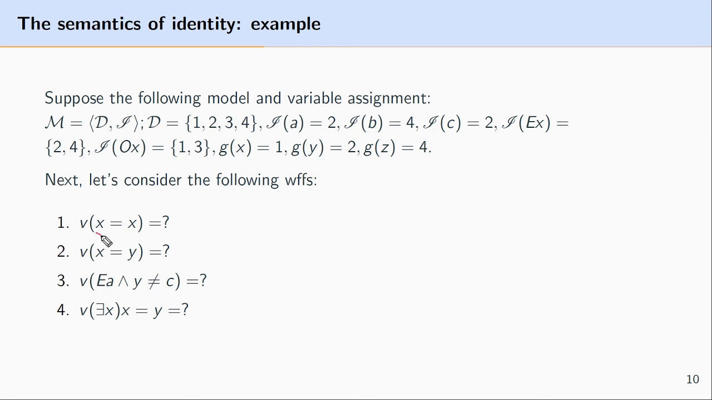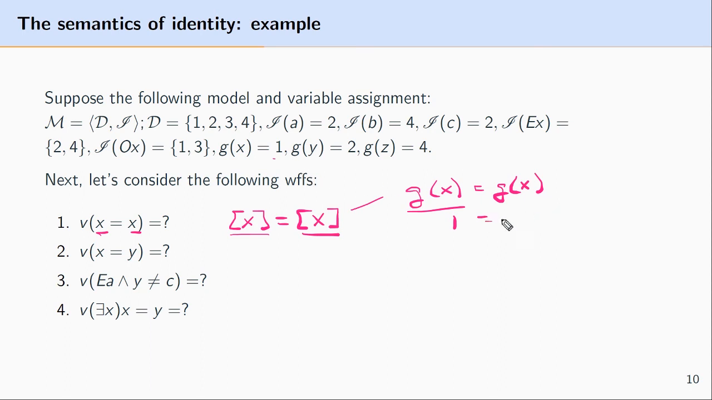In the case of X equals X, in order to determine the truth value of this, we look at whether or not the denotation of X is the same as the denotation of X. And we get the denotation of X from the variable assignment. So we look and see, does GX pick out the same item each time? And the answer is yes. In the first case, GX picks out 1, and in the second case, it picks out 1. So there's no change in terms of how the variable assignment picks out the item or the referent of a variable. So the formula X equals X is true.